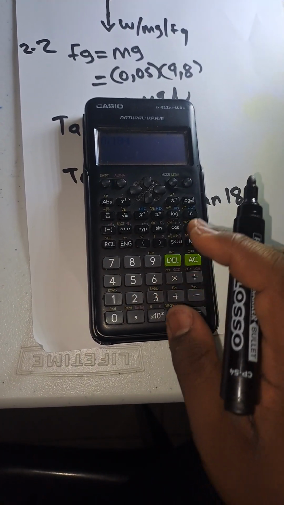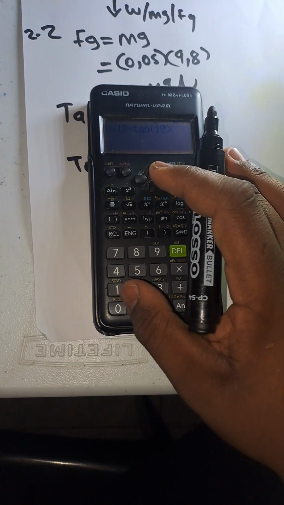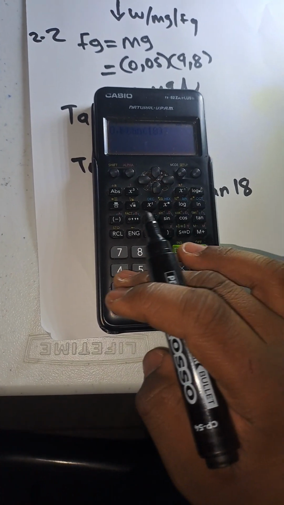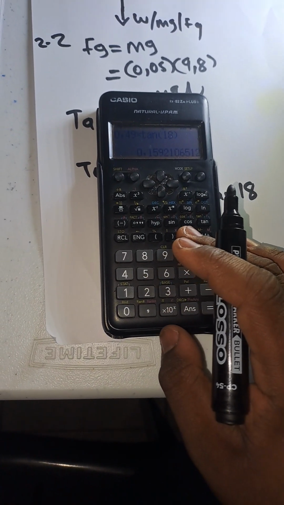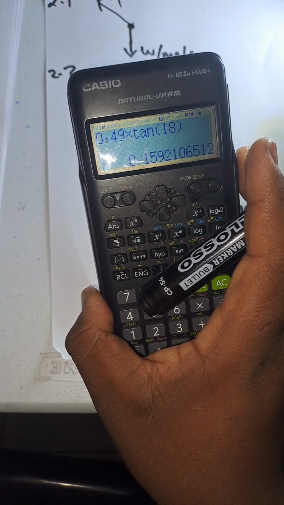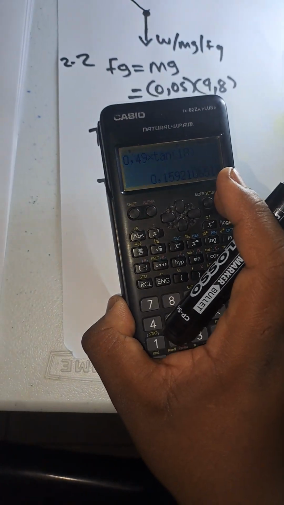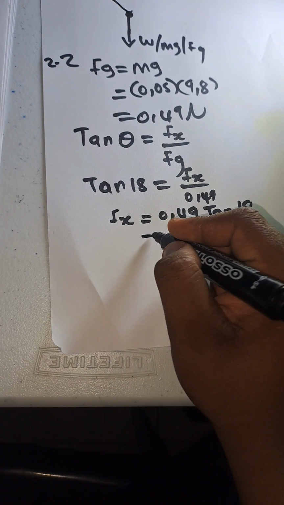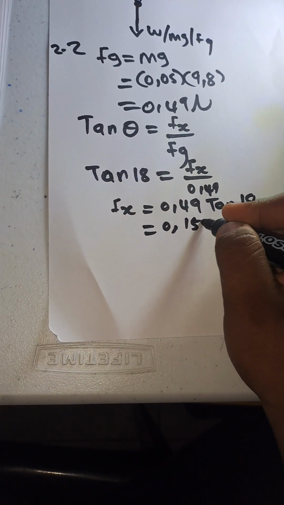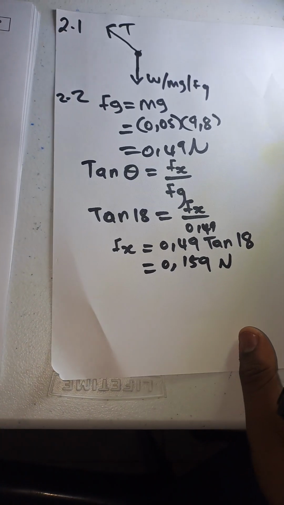0.18 times tan 18. Yay! 0.49. So what am I getting? 0.159 newtons. Unit is very important. So 0.159 newtons. You get your marks there.